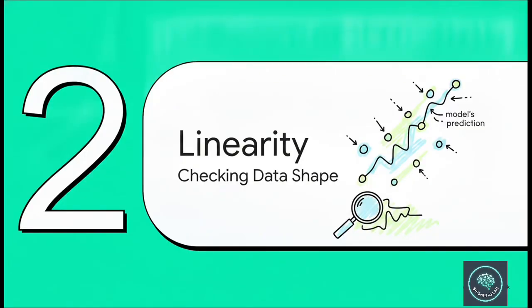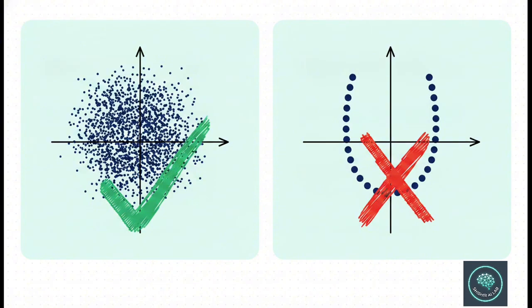Moving to Section 2, linearity, checking the data's shape. And this brilliantly illustrates our first test. When we plot the residuals, we want to see a random, structureless cloud. This is exactly what you want to see. A random, messy cloud means our model has successfully captured the main trends, and what's left over is literally just random noise. The model is innocent. It's a solid, good linear fit.